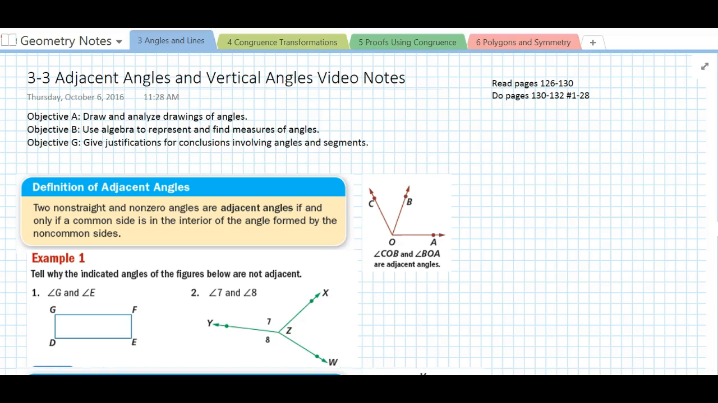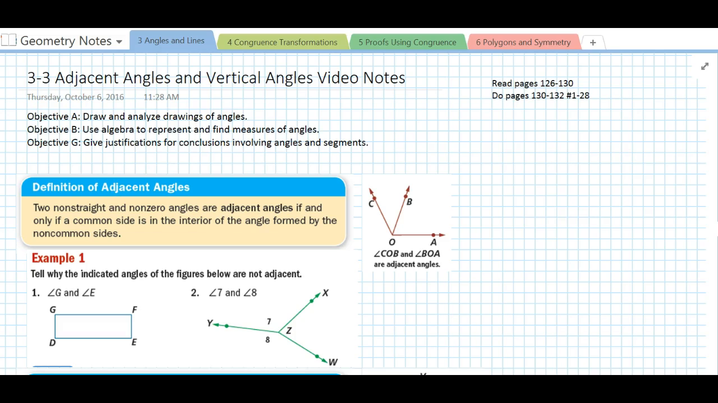This lesson is for geometry, lesson 3.3 on adjacent angles and vertical angles. We're going to start by looking at adjacent angles. Students are probably familiar with the word adjacent. We've used it before in class. Adjacent angles are angles that are next to each other.